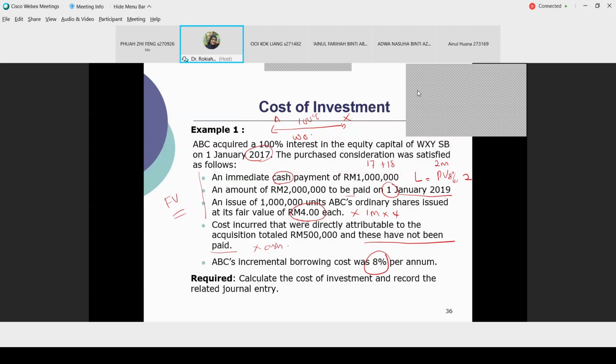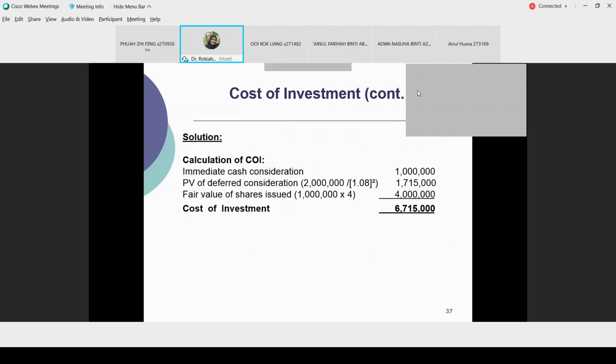So the things that you need to do here are to calculate the cost of investment and then prepare the journal entries. Okay, so now we're going to calculate the cost of investment. COI here is cost of investment.